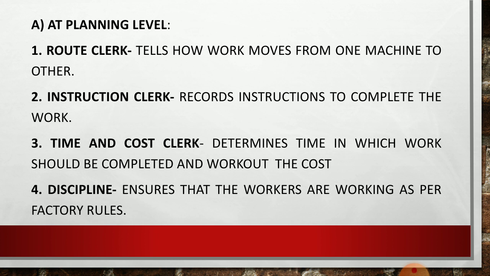Route clerk tells us how work moves from one machine to another, whereas instruction clerk records the instruction to complete the work, while time and cost clerk determines the time in which workers should complete their work and the cost. Discipline ensures that the workers are working as per their factory rules or not.